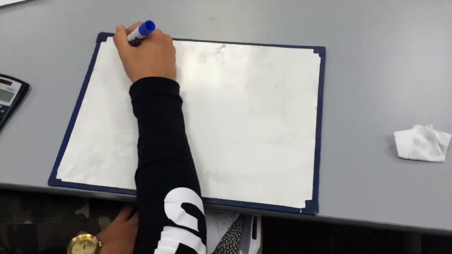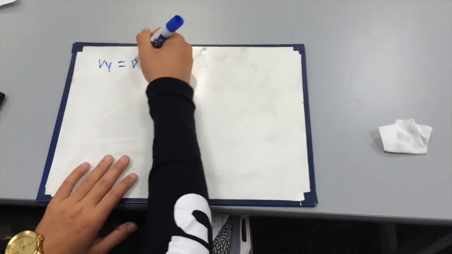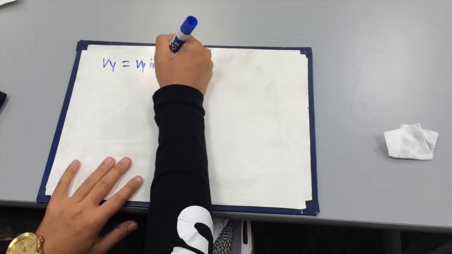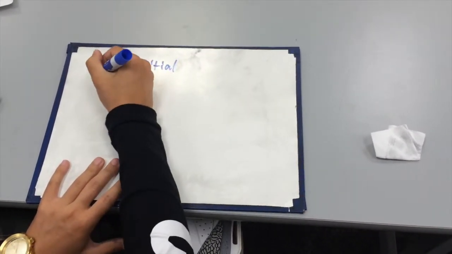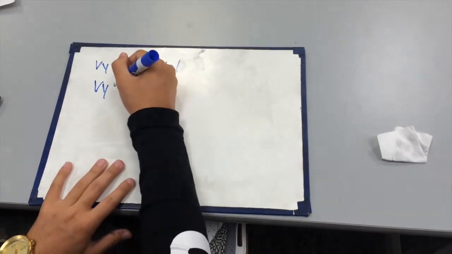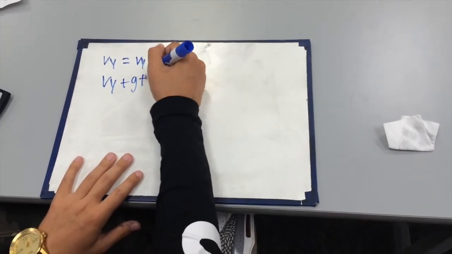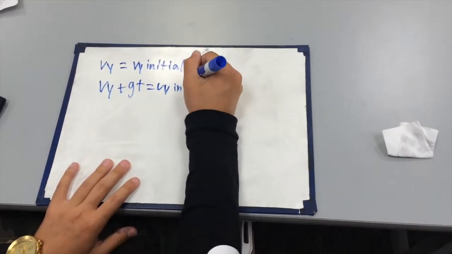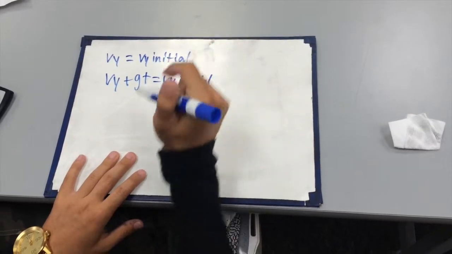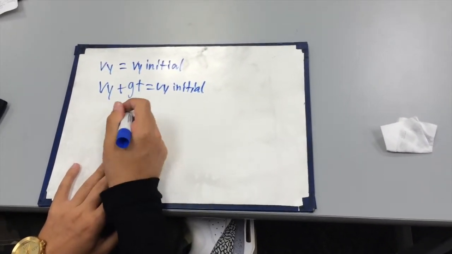So Vy equals your Vy initial plus gravity times the time. That's the equation that we're going to use in order for it to give us Vy.